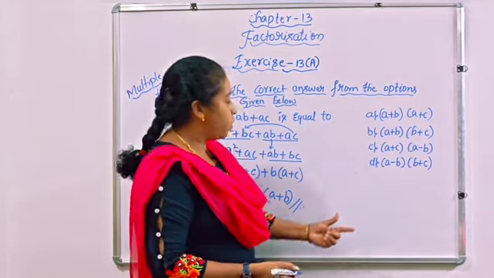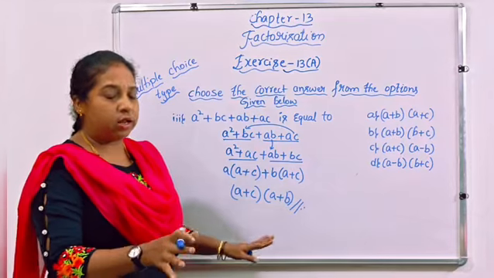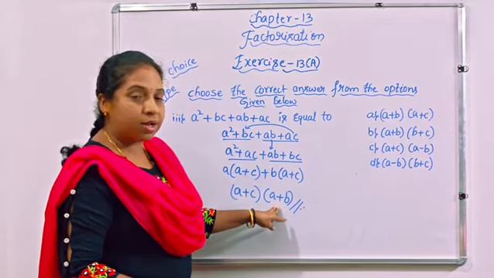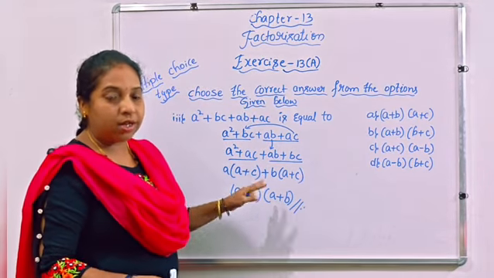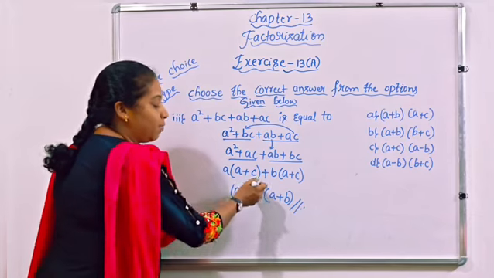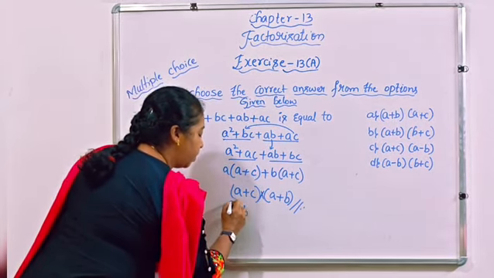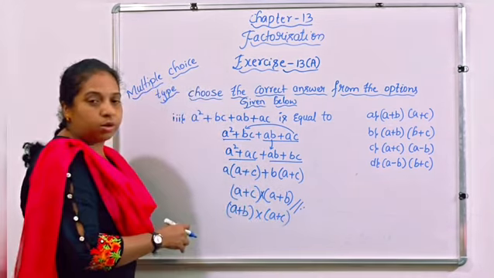Shall we check which one? a plus b into a plus c. We can write the first term as a plus b and later a plus c; nothing will happen, it is a multiplication. So a plus b into a plus c, like this also we can write.